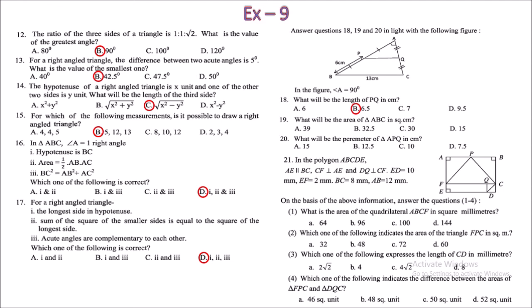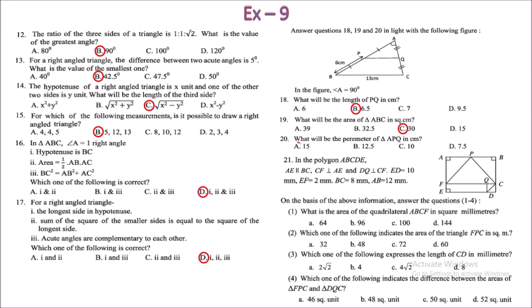Number 19, what will be the area of triangle ABC in square centimeter? If you find the area, AC equals base, that equals 5 centimeter, height equals 12 centimeter. If you use them, you will get the area of ABC. The area is 30 square centimeter. What is the perimeter of APQ? So PQ I found out is 6.5, AP equals 6 centimeter, and AQ equals how much? 2.5 centimeter.